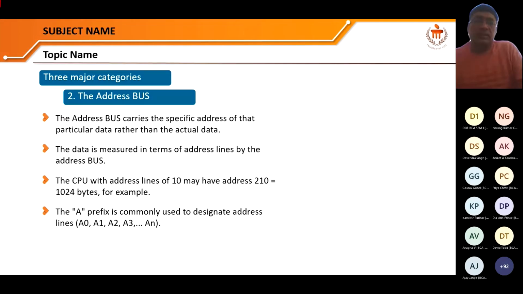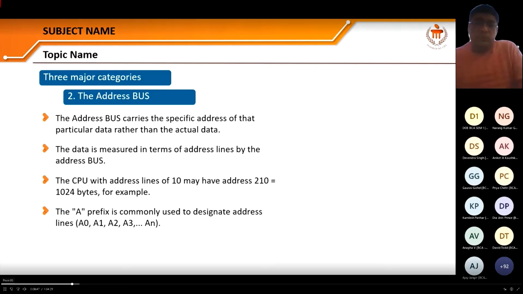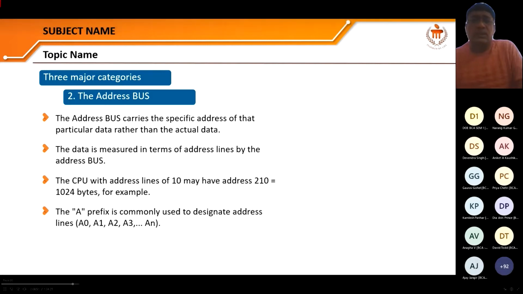For a CPU with an address bus of 10 lines, the address space is 2 to the power 10, which equals 1024 bytes, for example. So here is an example. What is an address line of 10? If you calculate 2 to the power 10, what will you get? 1024 bytes. How can we calculate it?